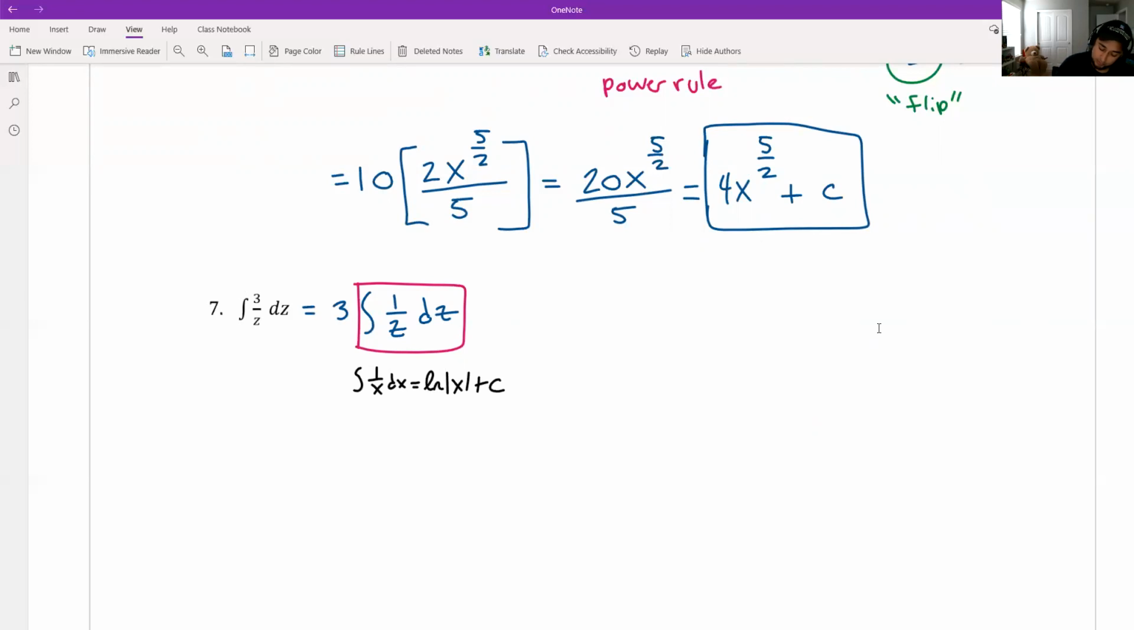So this becomes 3, bracket for neatness, times the natural log of the absolute value of z, and then this just becomes 3 natural log absolute value of z plus c. Okay, there it is. That's it. Easy, right? Just follow the formulas on the paper. Like I always say, follow the formulas, and you'll be all right.